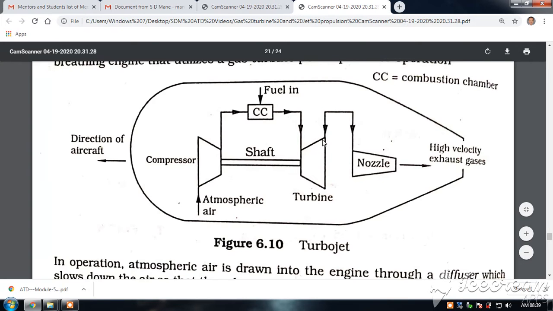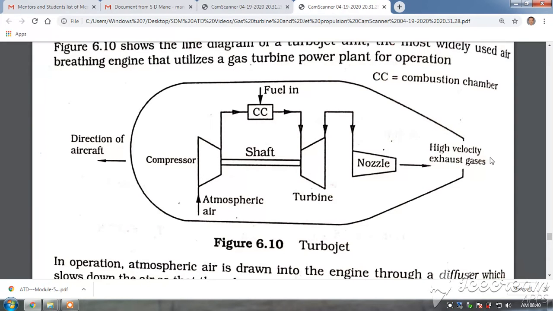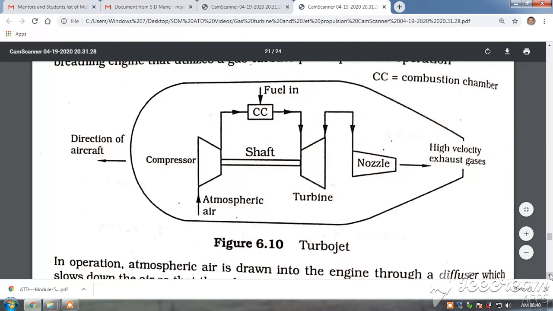You can see the volume is increasing, the gas expands in the turbine, and the exhaust of the turbine is sent to the nozzle and thrown out to the atmosphere as high velocity exhaust gases. This is how the turbojet engine works. So you have a diffuser, a compressor, a combustion chamber, a turbine, and a nozzle. And this turbine and this compressor are always connected with a common shaft.